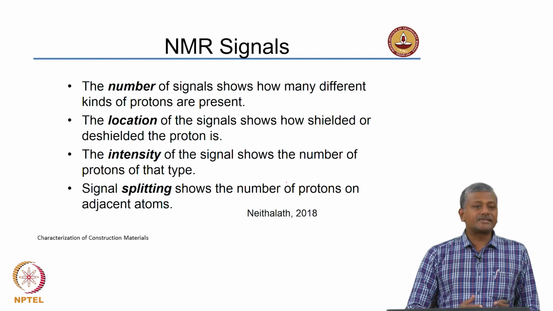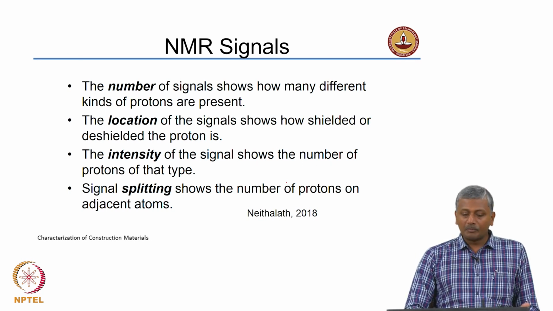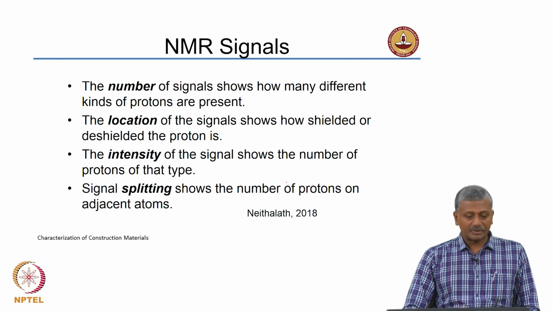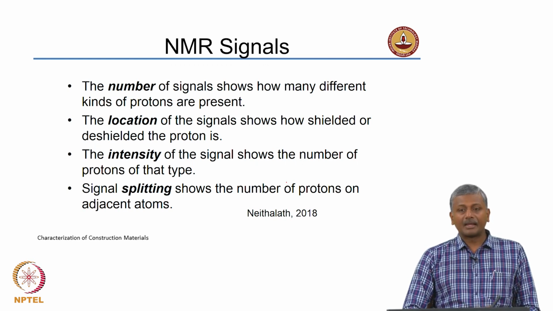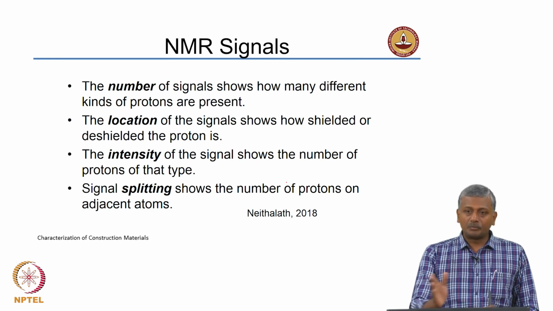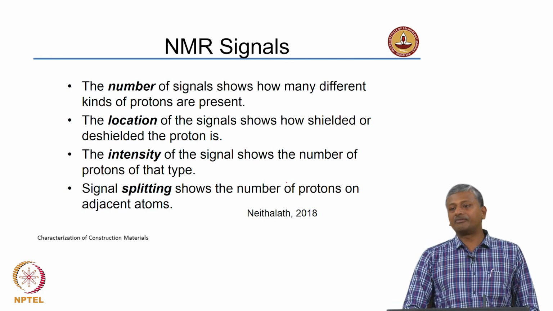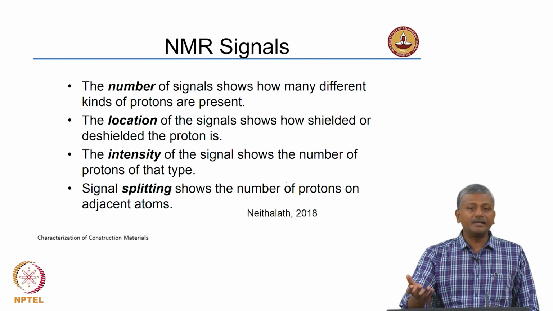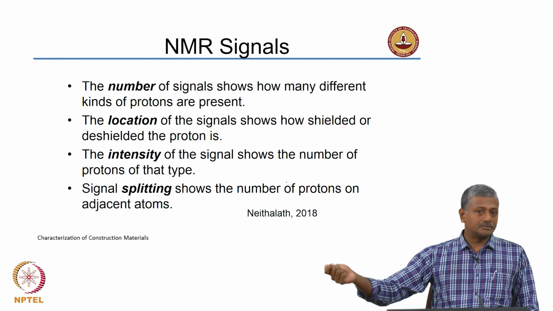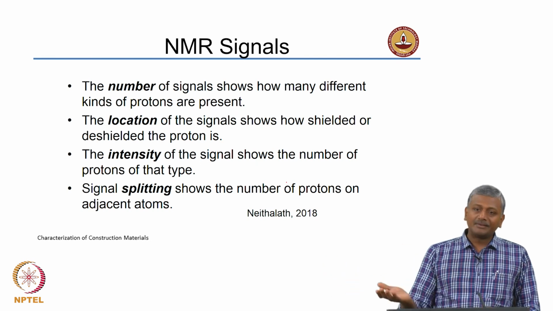Now, the signals can be interpreted in several ways. The number of signals shows how many different types of protons are present. The location of the signals can indicate how shielded or de-shielded the proton is. Location implies position with respect to the magnetic field. So, the higher the shielding, the greater will be the applied magnetic field. Lower the shielding, the lesser will be the magnetic field.